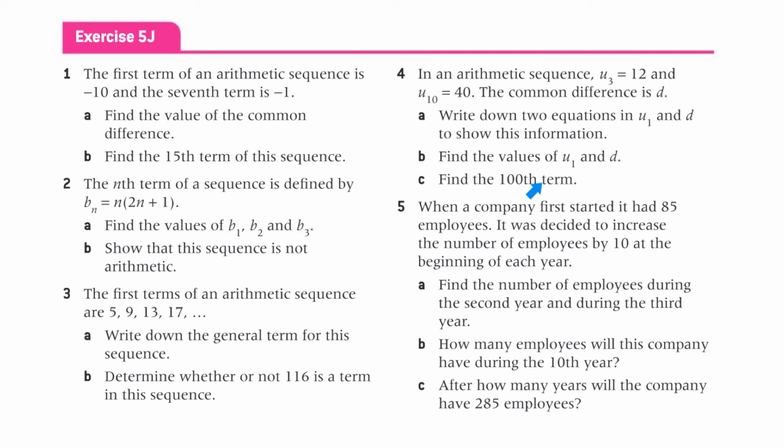And then find the 100th term. Well, once you know U1 and d, you've got the nth formula. Un is U1 plus n minus 1 d, so we could easily find the 100th term.